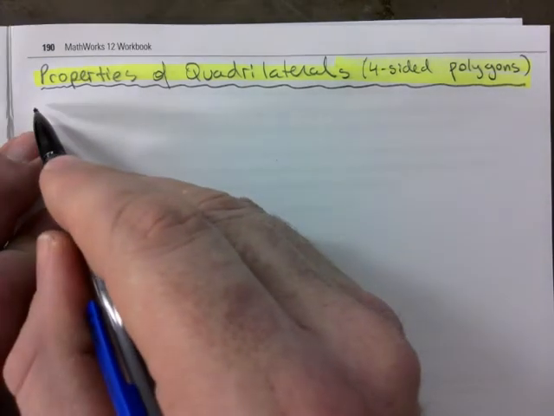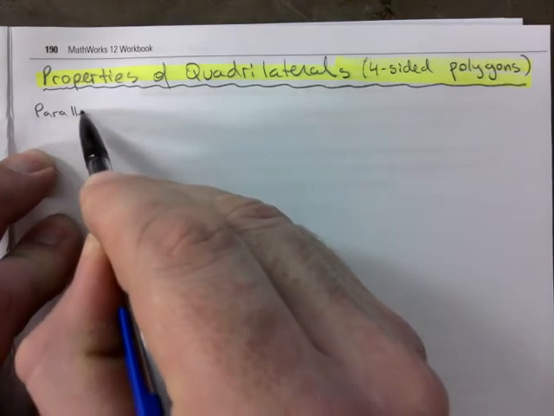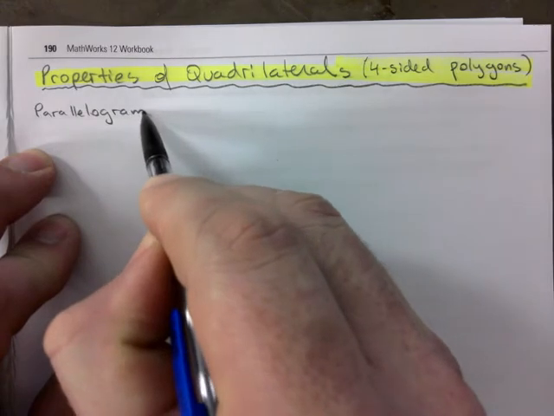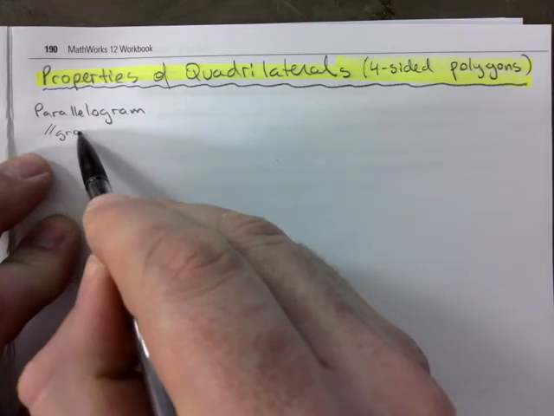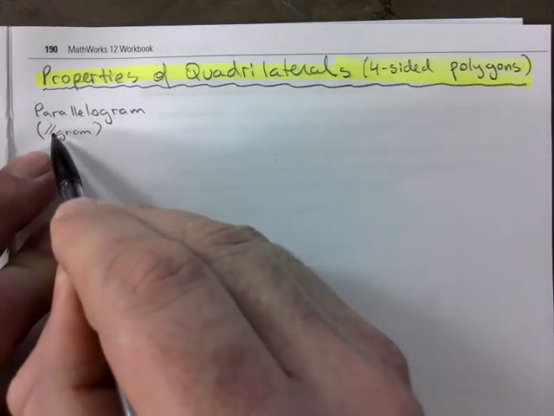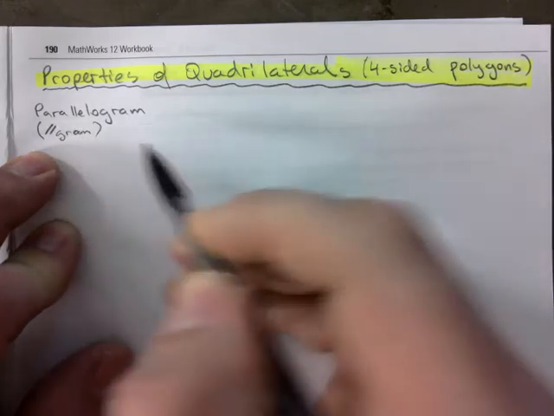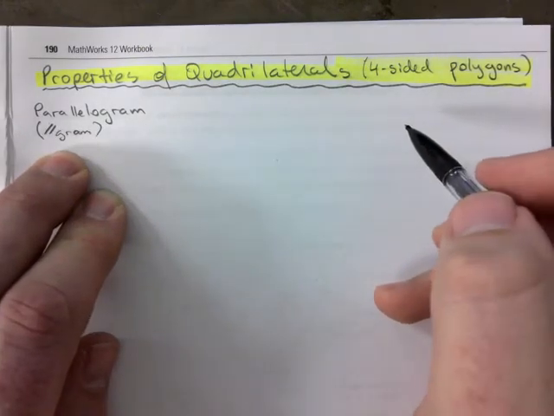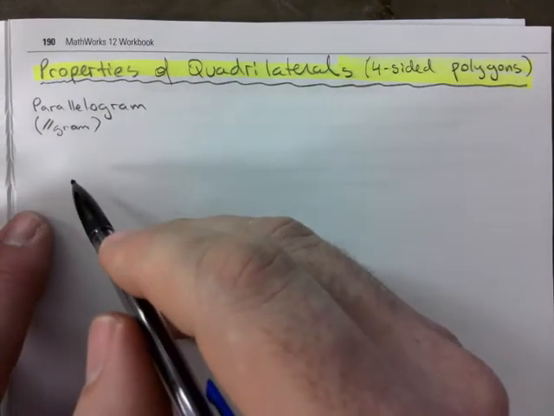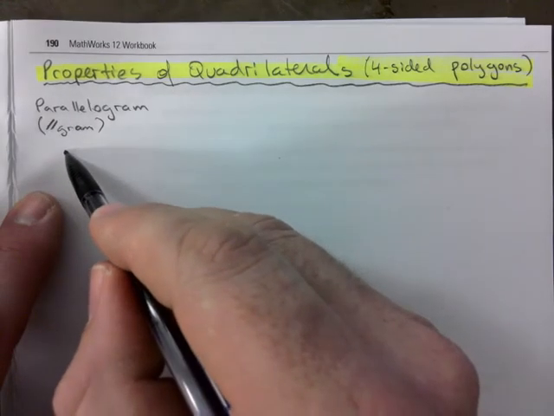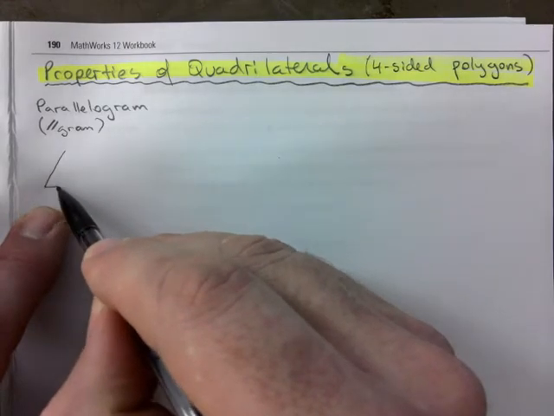Okay, so the first one I will talk about is the parallelogram. Parallel sides are like this, two lines like that, and gram, it's just shorter, if you ever want to write it that way. And here, a parallelogram is basically a slanted rectangle. So it's slanted like this.